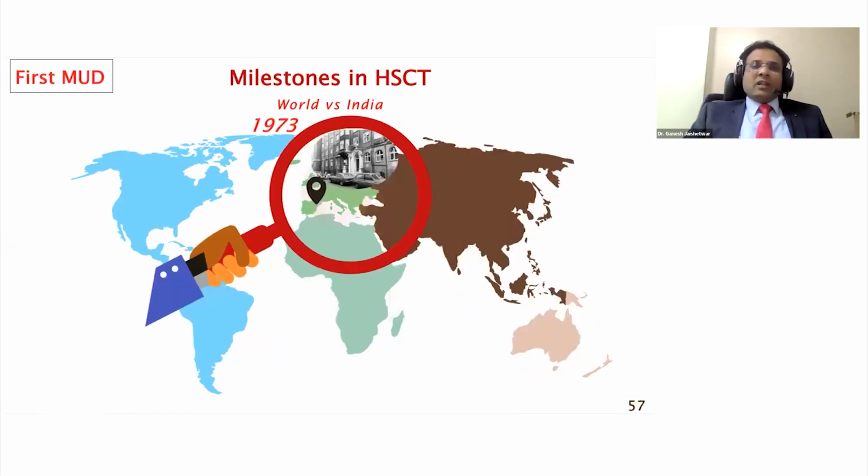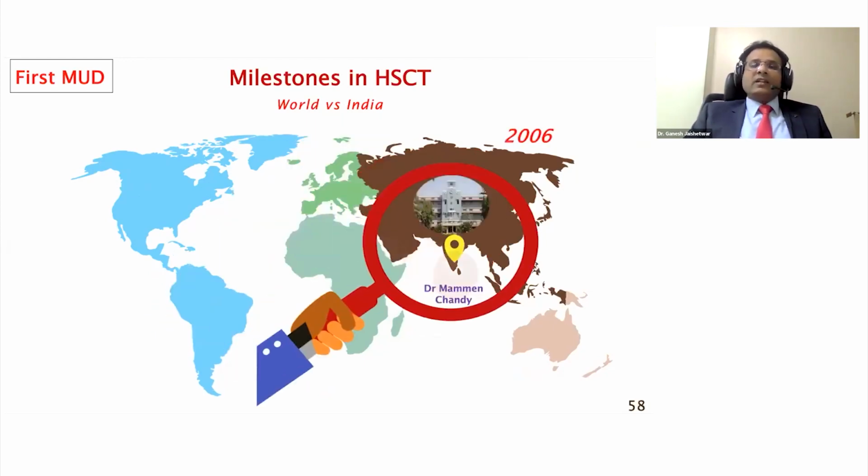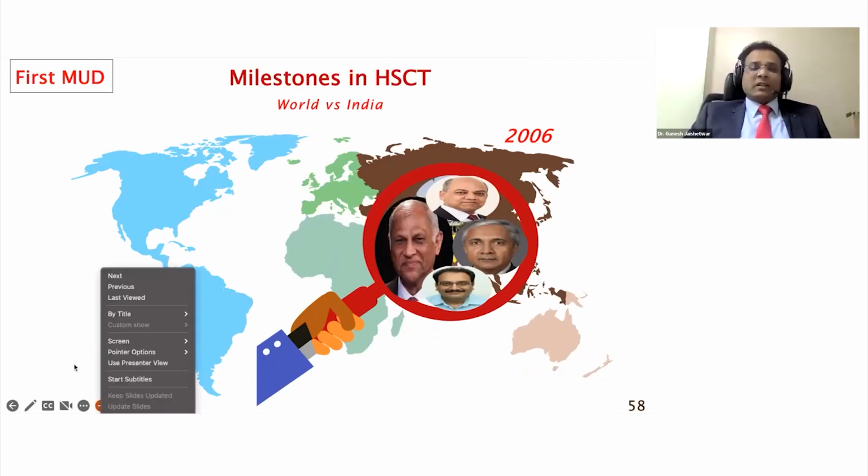So again, the first unrelated donor transplant happened at Westminster Children's Hospital, done by Dr. John Hobbs in the UK in 1973, whereas the first unrelated donor transplant took a longer time to happen in India, in 2006, again by the team led by Dr. Mammen Chandy at CMC Vellore, for a young boy with AML who was transplanted with unrelated donor stem cells and who survived for many, many decades, who is still doing well post-transplant.